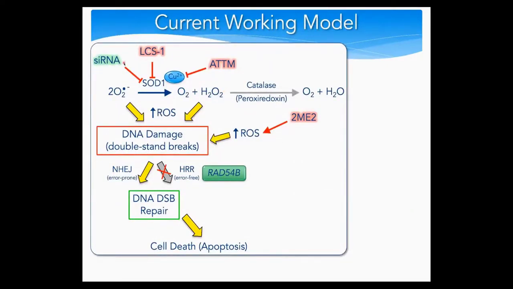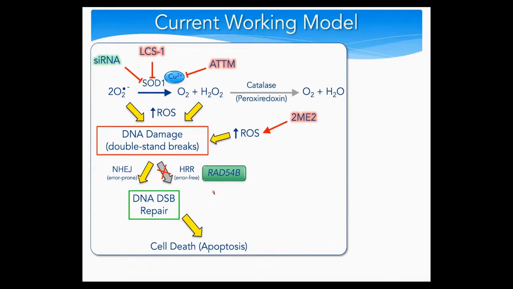So that really led to the current working model, where we can use siRNA-based silencing or alternatively ATTM or 2-MA2, which all induce increases in ROS. Subsequently, we also identified LCS1, which is a bona fide SOD1 inhibitor identified by Harold Varmus's group. All of these induce increases in ROS that correspond with increases in persistence of DNA double-strand breaks, and ultimately cause death through an apoptotic mechanism.